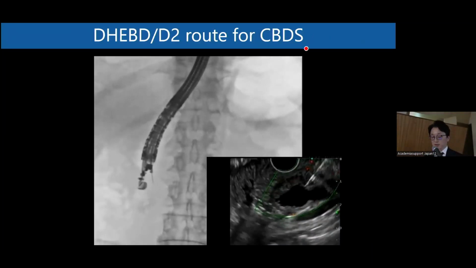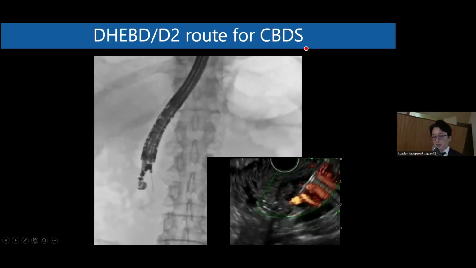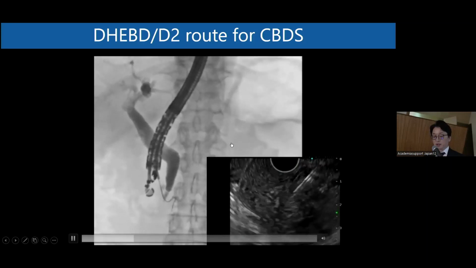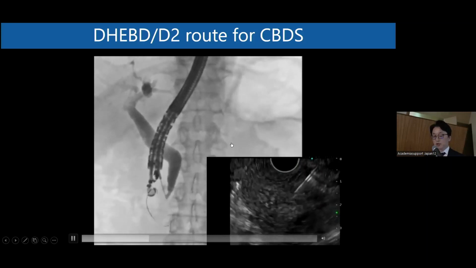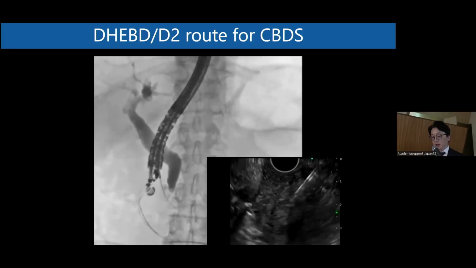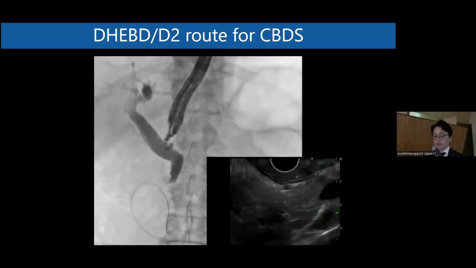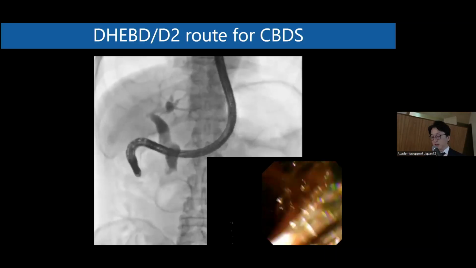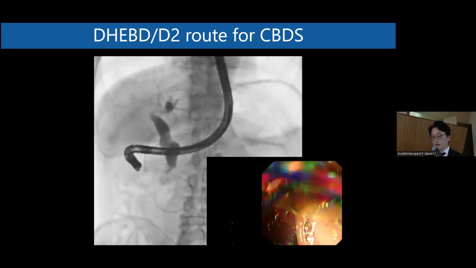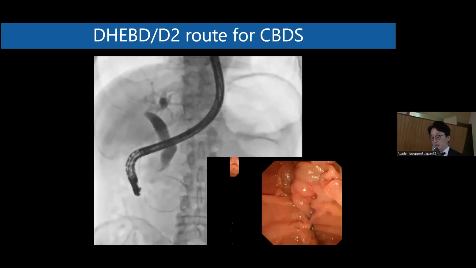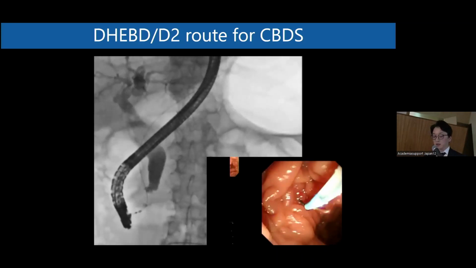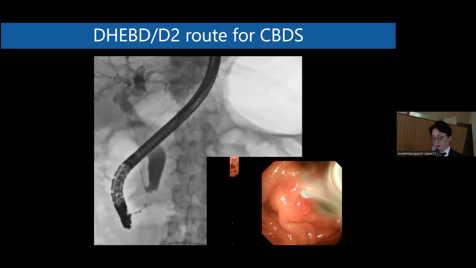This is a video in CBD stone cases. The bile duct is punctured and the guide wire is manipulated into the duodenum easily, and the US scope is removed, leaving the guide wire inside. Then the ERCP scope is inserted, the guide wire is grasped by a snare, and the cannula is inserted over the guide wire. It's very easy.